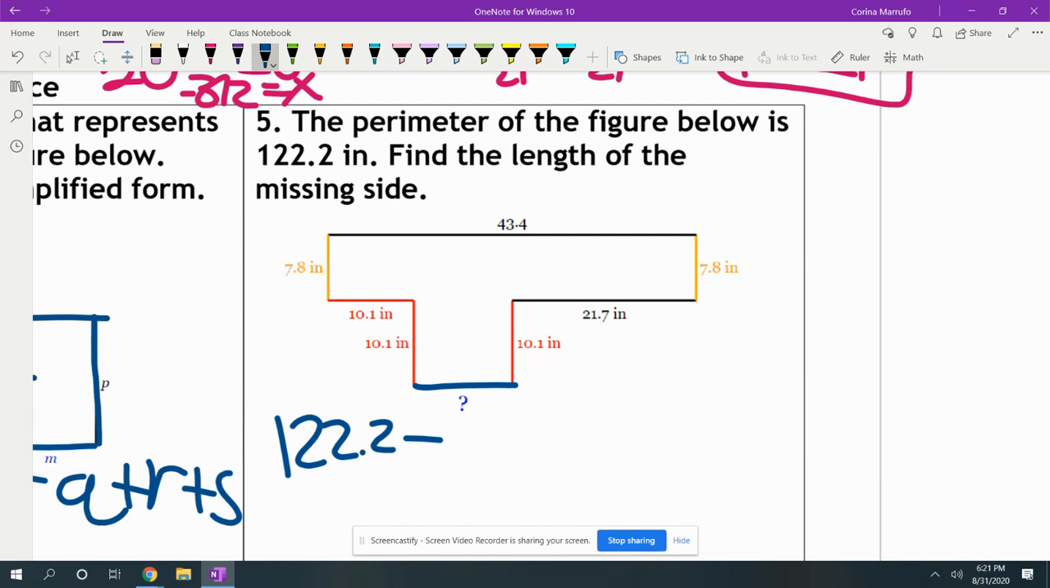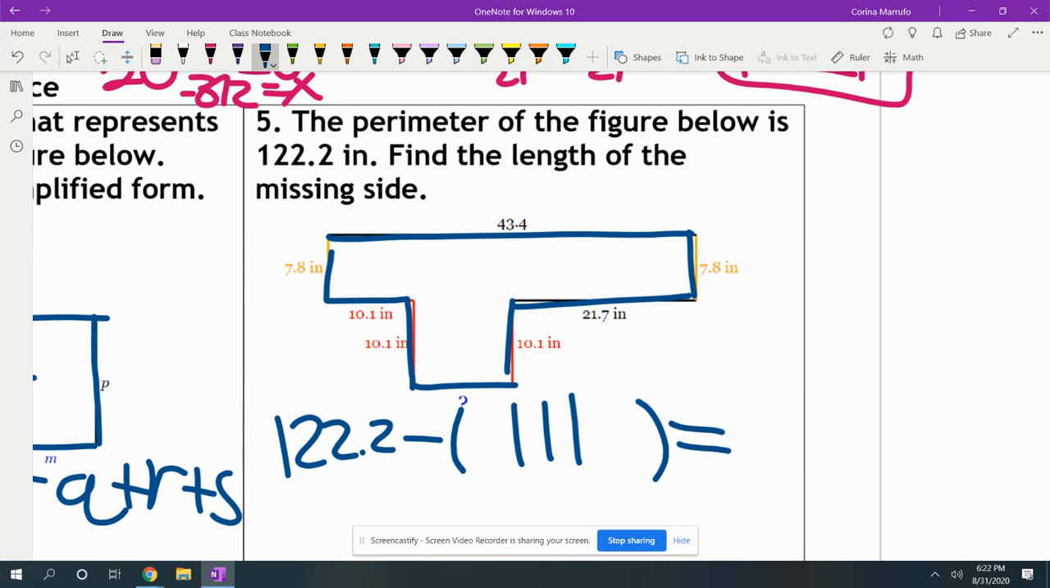So I'm going to go ahead and add them all together first. So when I add them up together, I have 43.4 plus 7.8 plus 21.7 plus 10.1 plus another 10.1 plus another 10.1 plus the 7.8. And that gives us 111.